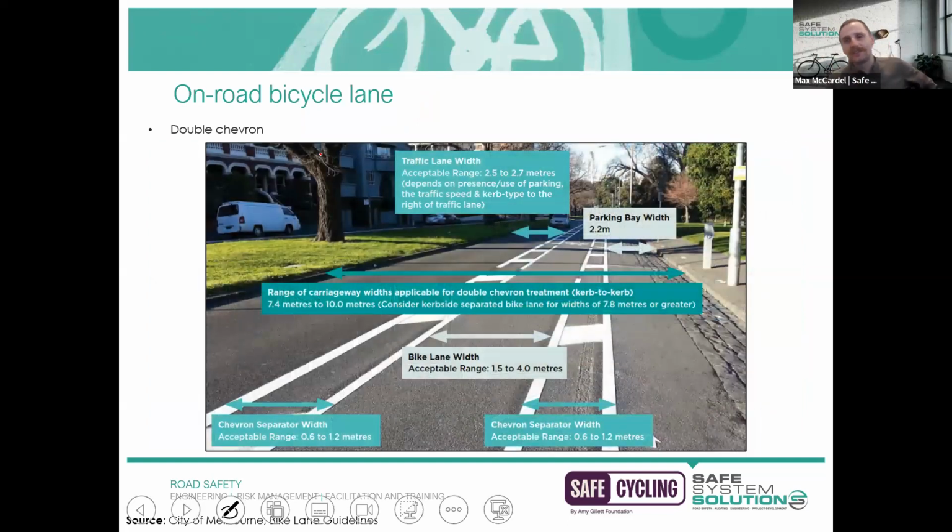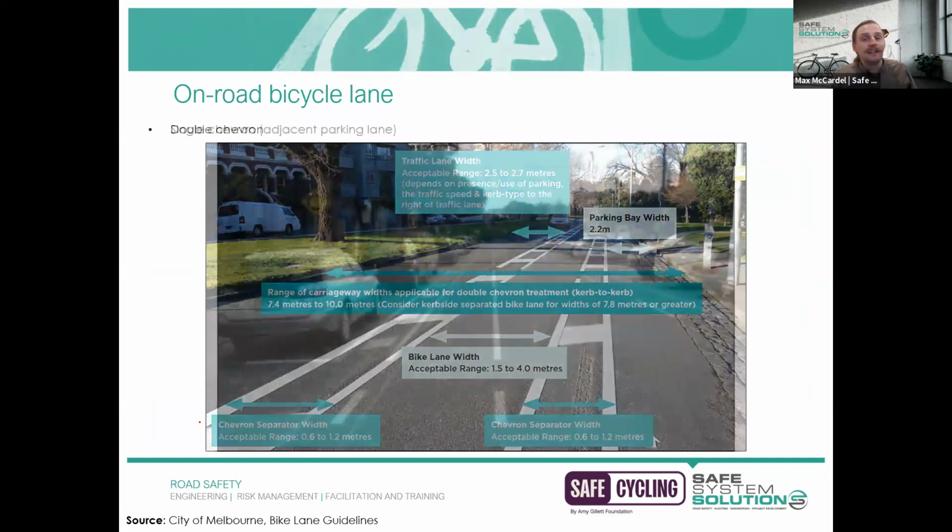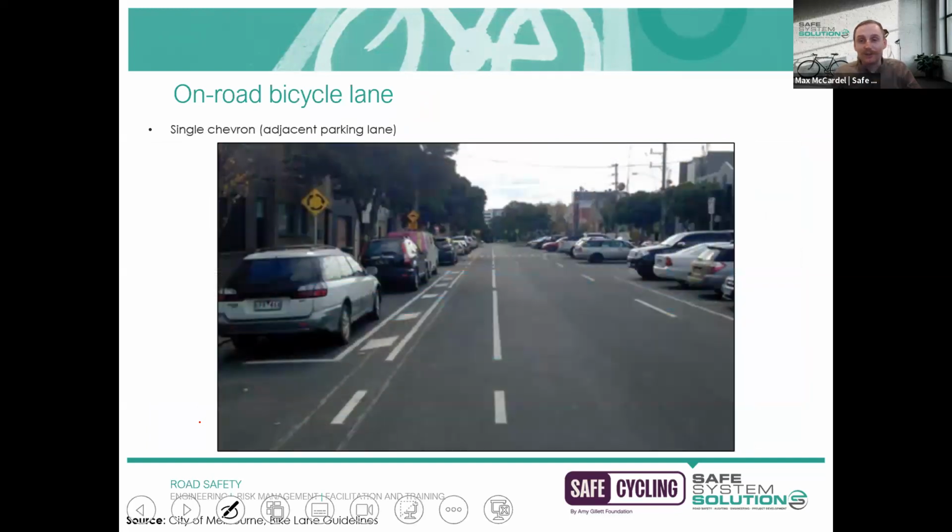We've included just some figures there in case you were interested in these types of facilities, but generally you'd want to be looking for 600 mil width for these types of chevron separators. But once again, if you can fit in a larger width, that would be great. So that's the double chevron.